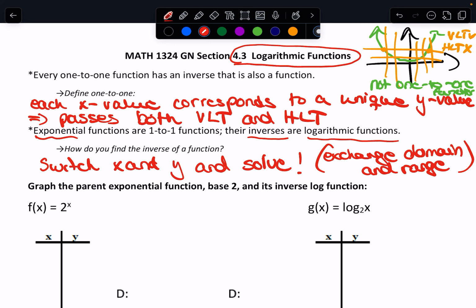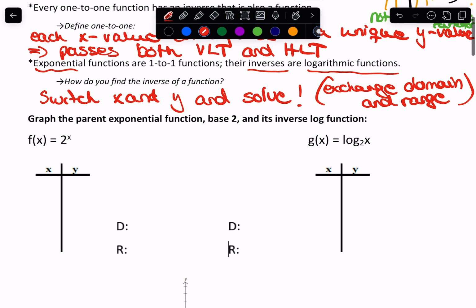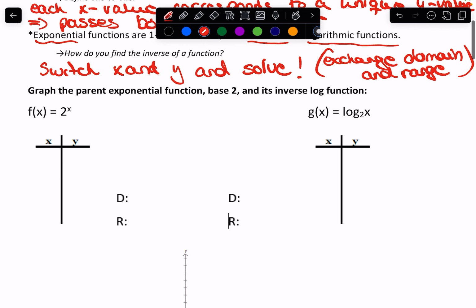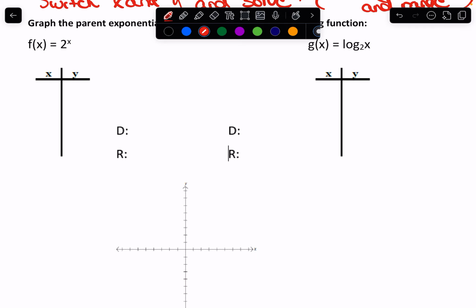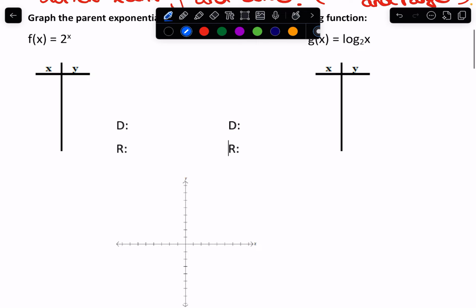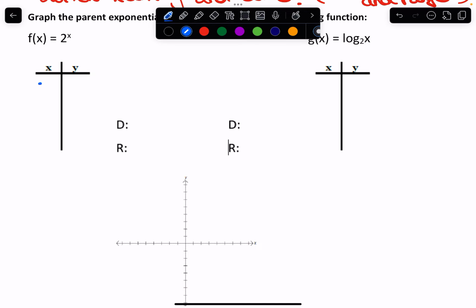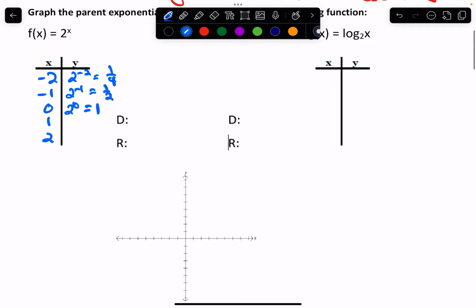Okay, so let's look over here. We have the parent exponential function base 2 and its inverse log function. So we're going to set a couple of values for x: -2, -1, 0, 1, and 2. So 2 to the power of -2 is 1/4. 2 to the power of -1 is a half. 2 to the power of 0 is going to be a 1. And then 2 to the power of 1 is a 2. And 2 to the power of 2 is a 4.